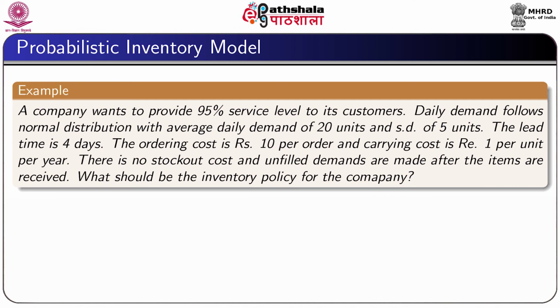Let us now consider an example. A company wants to provide 95% service level to its customer. Daily demand follows normal distribution with average daily demand of 20 units and standard deviation of 5 units. The lead time is 4 days. The ordering cost is rupees 10 per order and carrying cost is rupee 1 per unit per year. There is no stock out cost and unfilled demands are made after the items are received. We have to determine the inventory policy for the company.